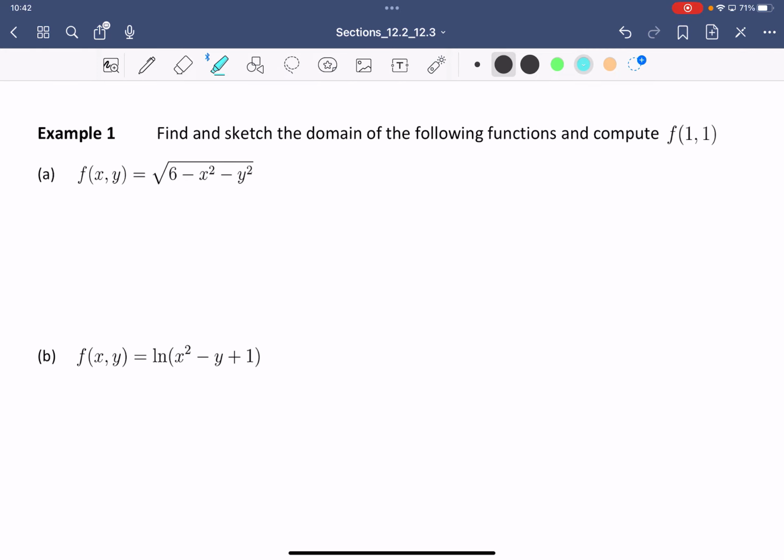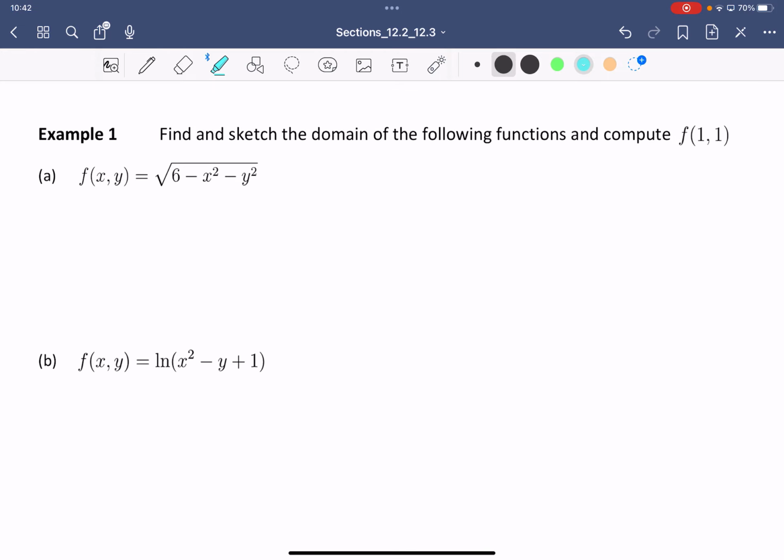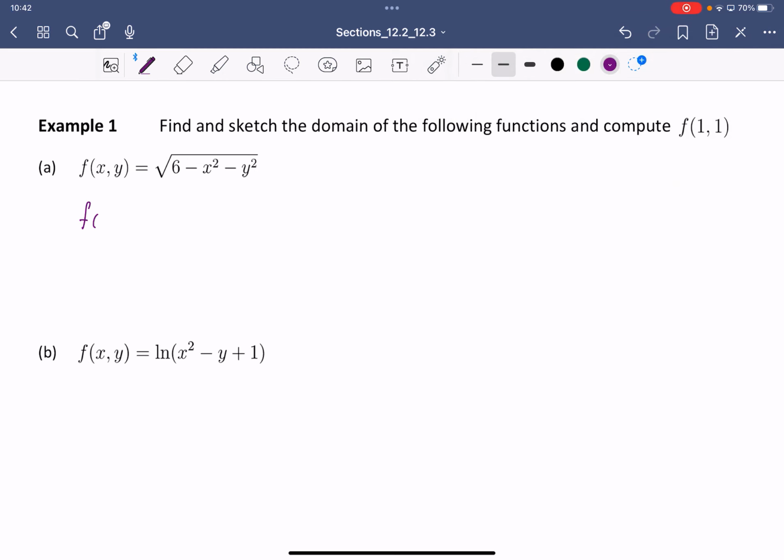So example 1, find and sketch the domain of the following functions and compute f(1,1). Part A, I have f(x,y) equal to square root of 6 minus x squared minus y squared. First of all, we're going to compute f(1,1), so x equals 1, y equals 1. You plug in 6 minus 1 squared minus 1 squared, and you get square root of 4, which is 2. So f(1,1) equals 2, okay?